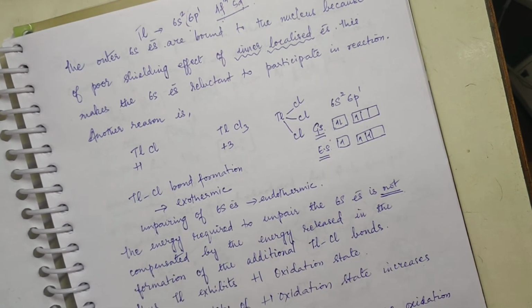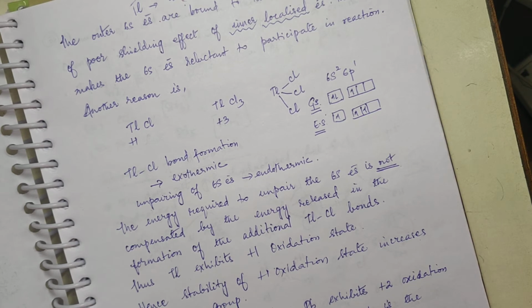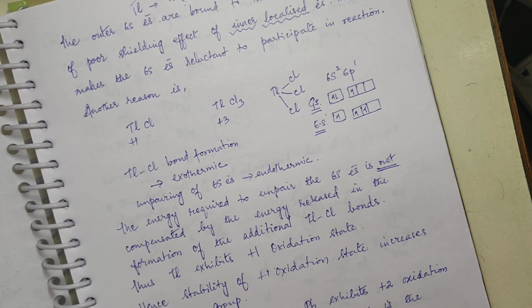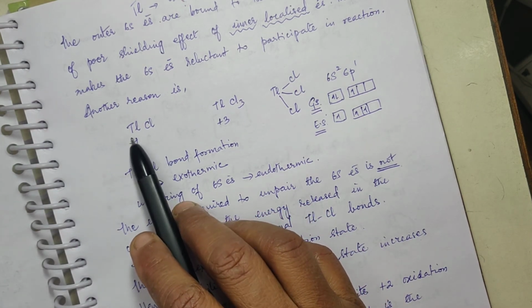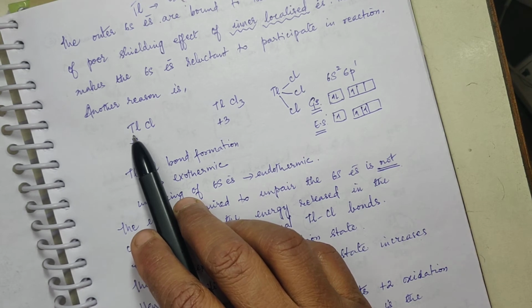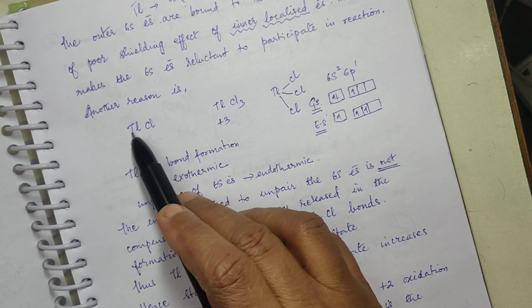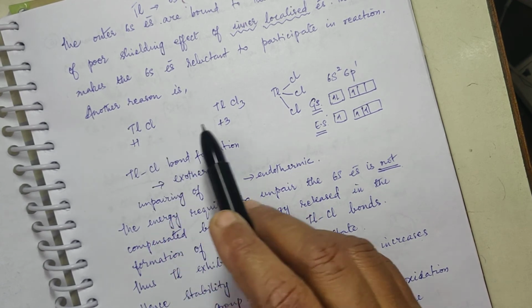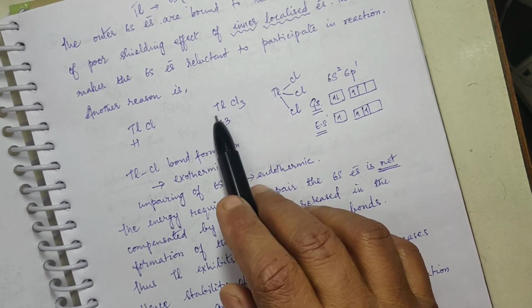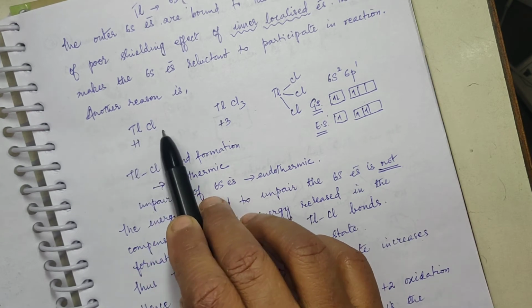And on the other side, there is also another concept that goes for the same property. What is that? I told you that Tl will exhibit +1 oxidation state. That means it will exist in the form of TlCl, right? Tl is +1, Cl is -1, so it will exist in the form of TlCl. Now what if TlCl3 exists? It is supposed to exist in this form, is it not? But it is existing in this form.